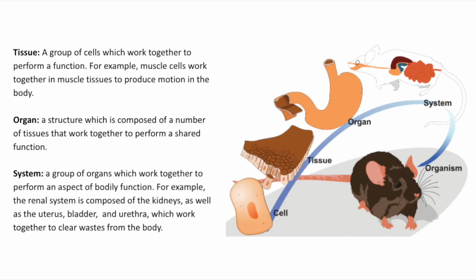A tissue is a group of cells which work together to perform a function. For example, muscle cells work together in muscle tissues to produce motion in the body. An organ is a structure which is composed of a number of tissues that work together to perform a shared function. A system is a group of organs that work together to perform an aspect of bodily function. For example, the renal system is composed of the kidneys, as well as the ureters and bladder, and the urethra, which work together to clear wastes from the body.